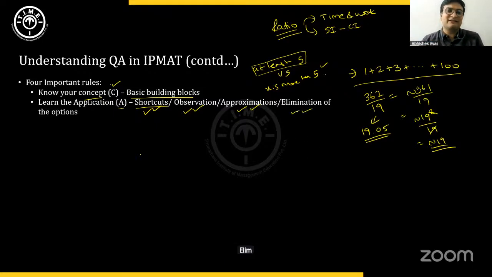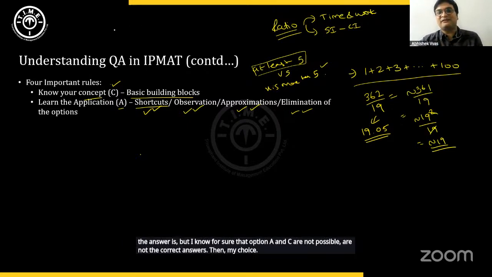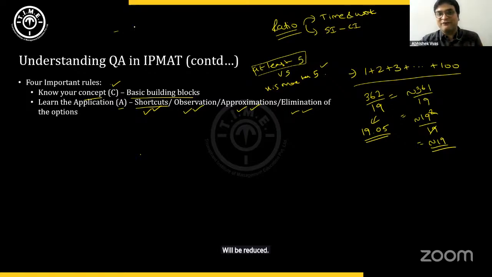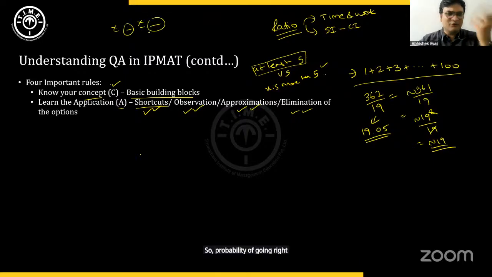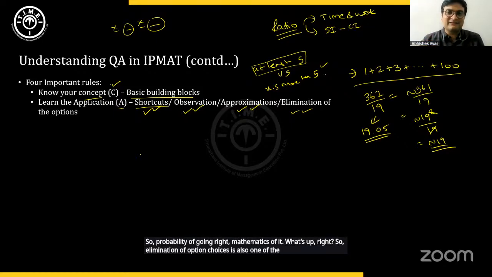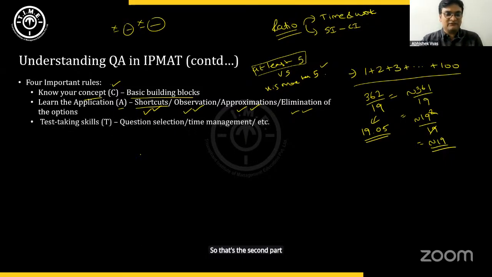Elimination of option choices. Sometimes what happens is I don't know what the answer is, but I know for sure that options A and C are not possible, are not the correct answers. Then my choice will be reduced. Instead of choosing from 4 options, now I need to choose from only 2 of the options. So the probability of going right, mathematically, goes up. So elimination of option choices is also one of the key skills to learn when you are learning the application of a concept. So that's the second part of the rule.